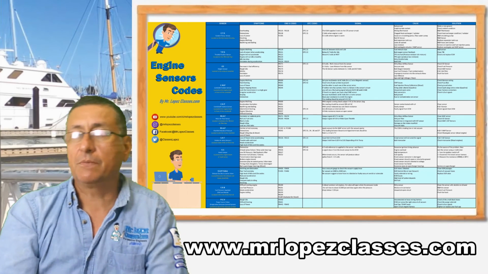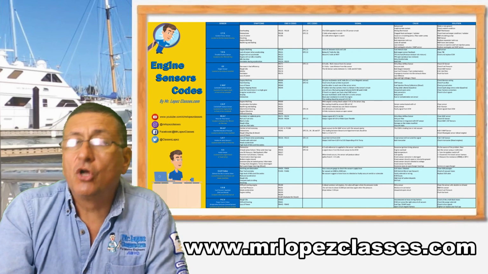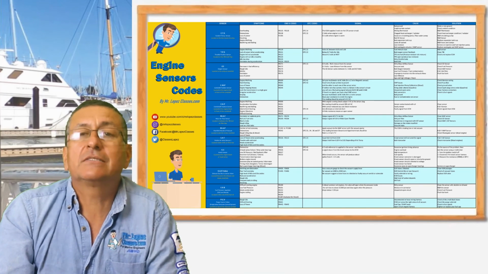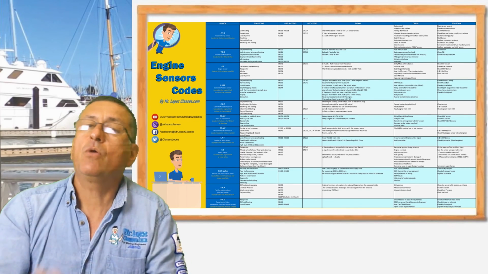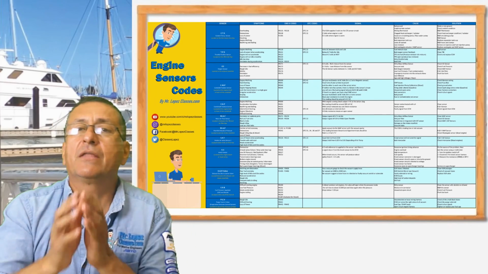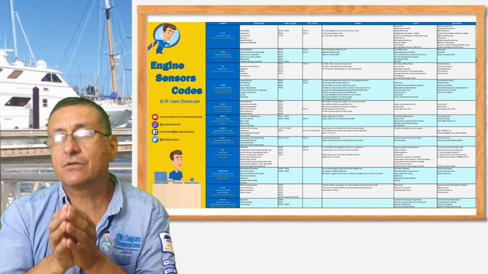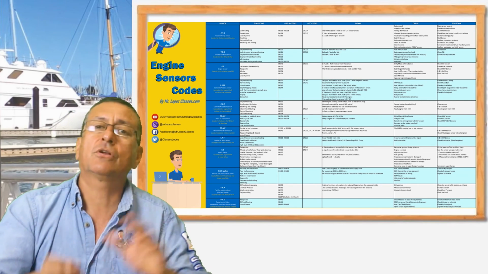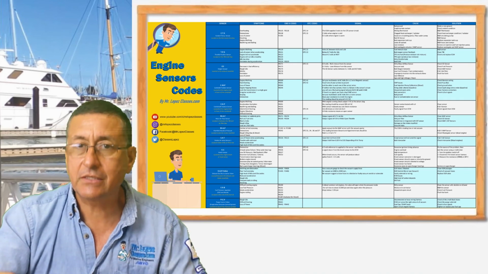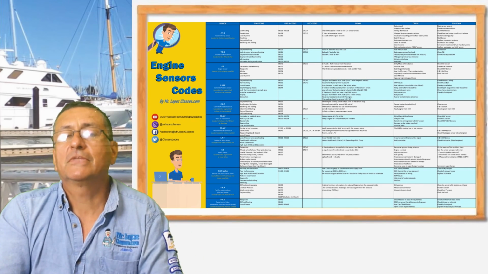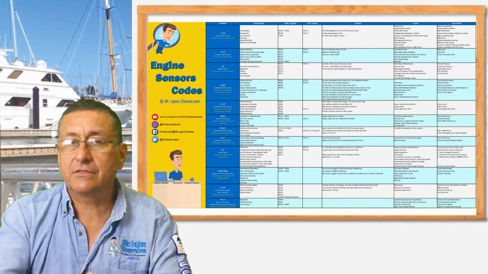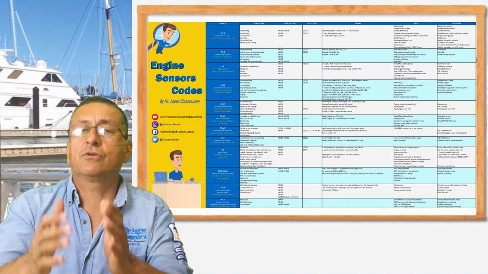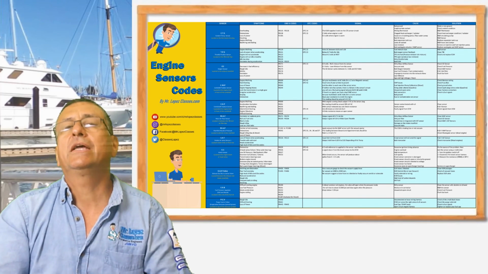Let me explain something. All the sensors have the same behavior. They work in a similar way. Doesn't matter if the engine is gasoline or diesel, they have the same function. The NOx sensor in gas and diesel works exactly the same. The throttle position sensor, exactly the same. The oil pressure sensor, exactly. All the sensors work in a similar way.